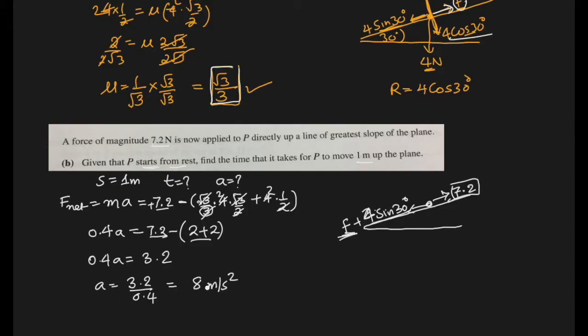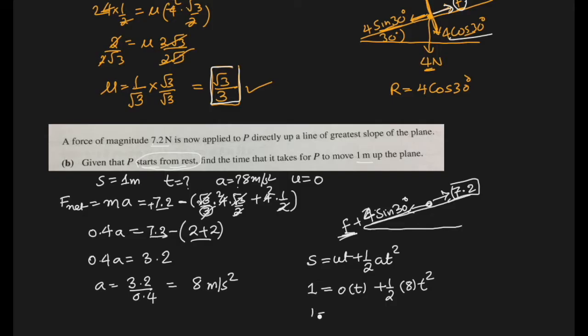Now we got acceleration and we can find the time now. Acceleration is 8 meters per second square. So what do they want? They want time it takes to go 1 meter up. Okay, and it starts from rest, right? It starts from rest. So U is 0. So we can use S equal to UT plus half AT square. This kinematic equation we can use. S is 1 meter, U is 0 times T plus half. Acceleration now we got 8 and T square.